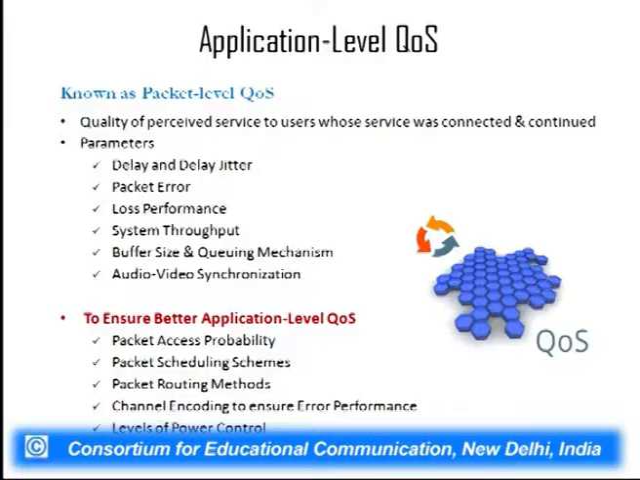And how to ensure this application level QoS? As you can see, it can be done by packet access probability, then scheduling schemes, where different scheduling schemes schedule the packets so that they can properly reach the destined location without loss or collision. Then packet routing methods. Obviously, these routing methods will help in successful delivery of the multimedia content at the correct time and location. Then channel encoding schemes to ensure tolerable loss in performance, and obviously the levels of power control.